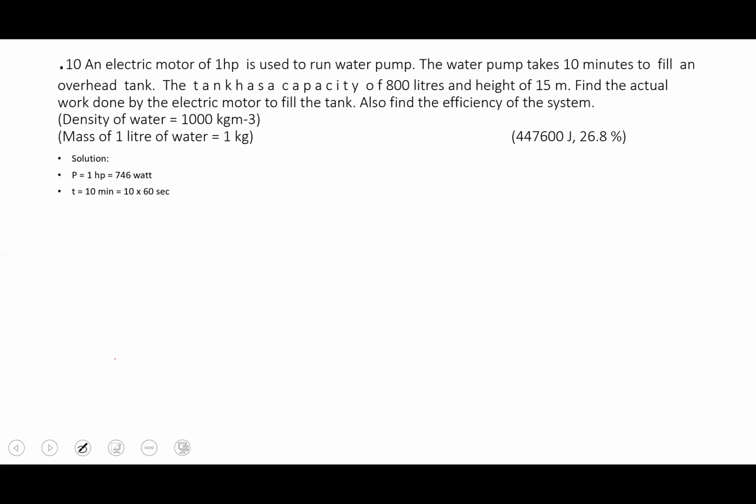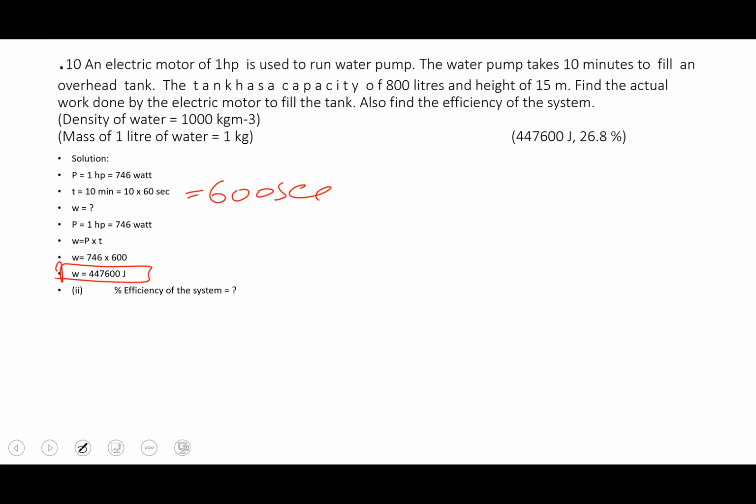Time is equal to 10 minutes, which we have to convert into seconds. So 10 multiplied by 60 is going to be 600. Write it down as 600 seconds. So the work done in this case: 1 horsepower is equal to 746 watts. Work done is equal to power times time. So 746 multiplied by 600 gives the work done as 447,600 joules. That is the work being done by the motor in just this time, which is 10 minutes.